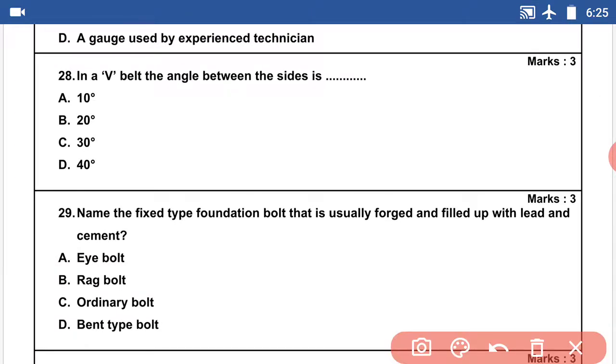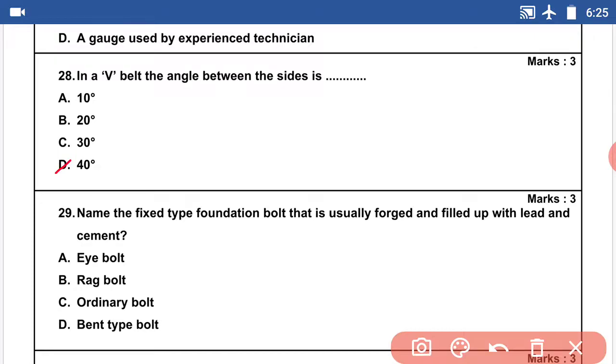In a V build, the angle between the sides is dash. This question answer 40 degree. Option D correct answer. Question number 29.